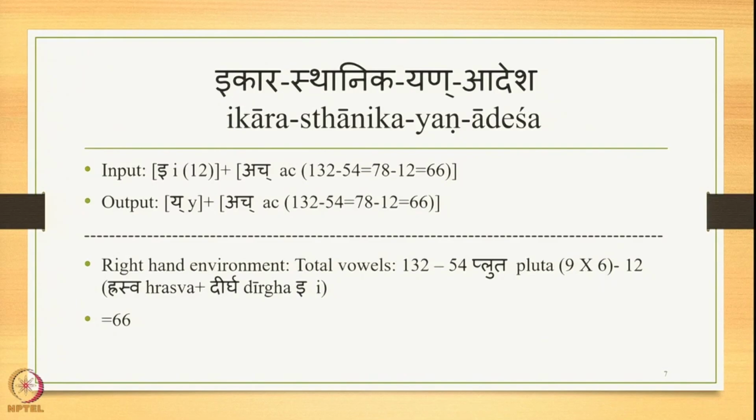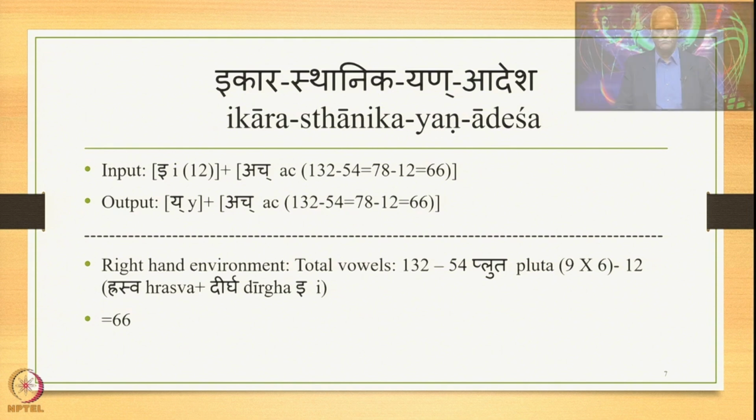And we have input in the form of E, and there are 12 varieties of E, Rasva and Dirgha, immediately followed by Ach, and we have already noted that even though there are 132 Ach, 54 are out of question, plutas, and then out of them 12 which are Dirgha varieties are removed. The Savarna varieties are removed. And so we have 66 right hand side environment sounds.